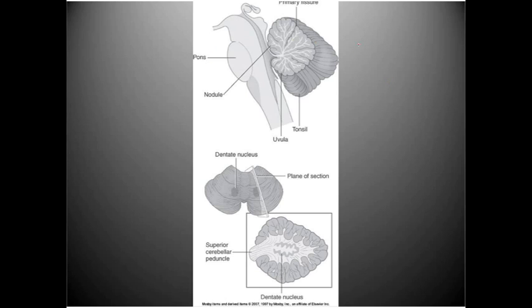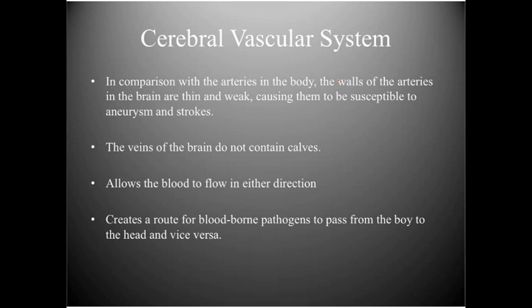So here we just see the cerebellum. We're not going to worry about anything else other than here's the fourth ventricle, here's the pons, medulla with the pyramids, and here is the cerebellum.